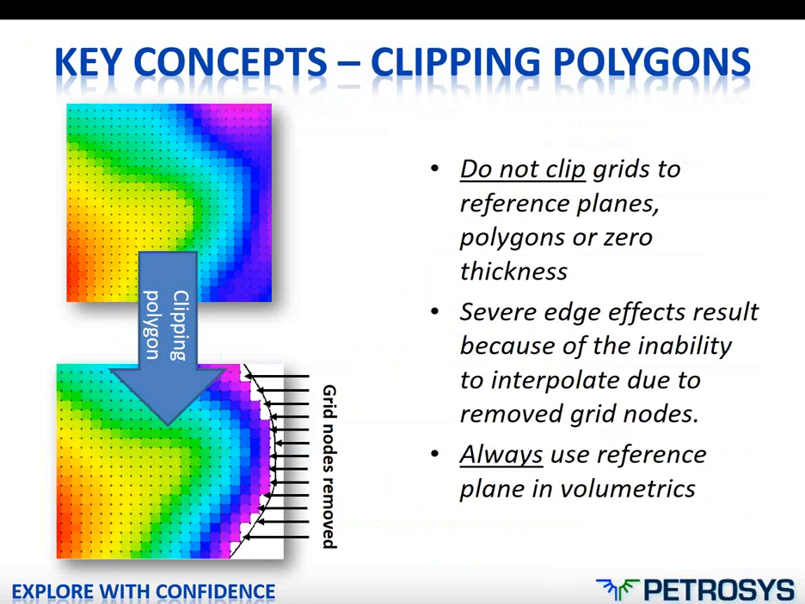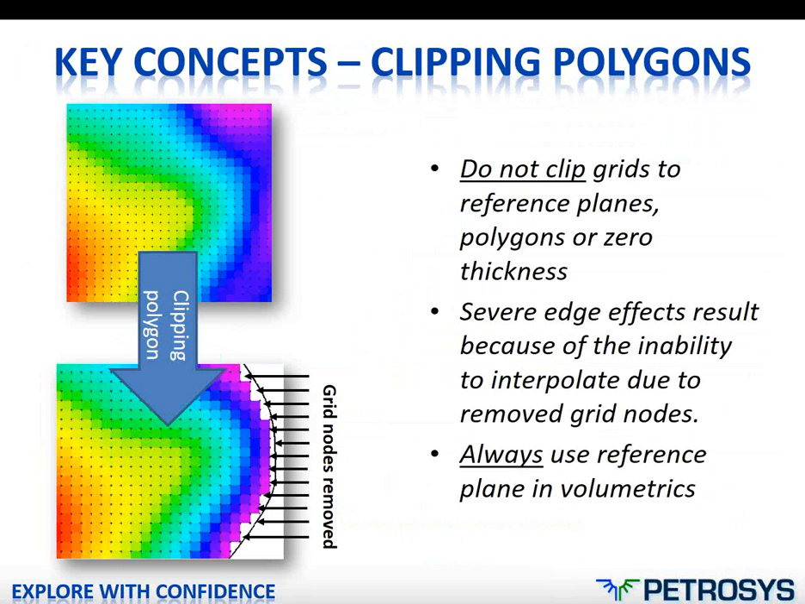So another thing to consider is whether to clip your grid using clipping polygons, and the answer is do not clip grids to reference planes, polygons, or zero thickness. The reason is that when you do clip your grids, you create edge artifacts, because what you're doing is removing grid nodes. So the grid has no way of gridding in these areas, meaning that for all these small white areas that we see here, the algorithm won't be able to calculate volumes. So do not clip the grid.